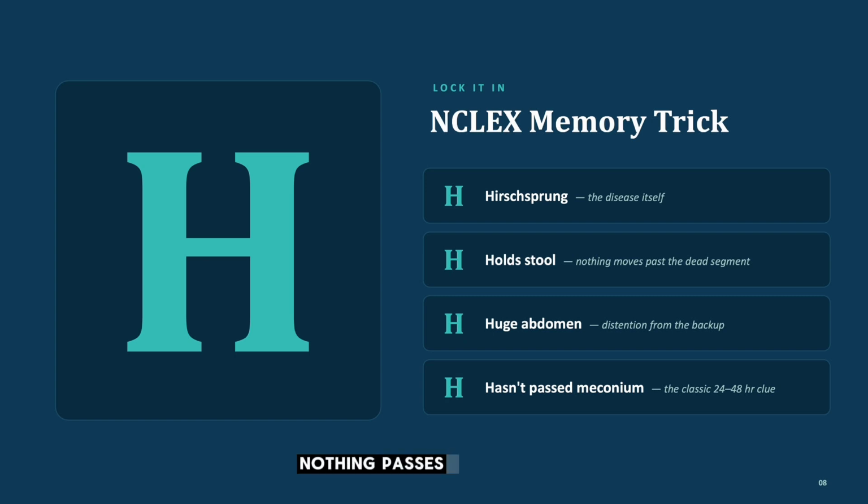Nothing passes. H, huge abdomen. The backup distends the belly. Your classic exam picture. H hasn't passed meconium, the 24 to 48 hour clue that flags the whole diagnosis.